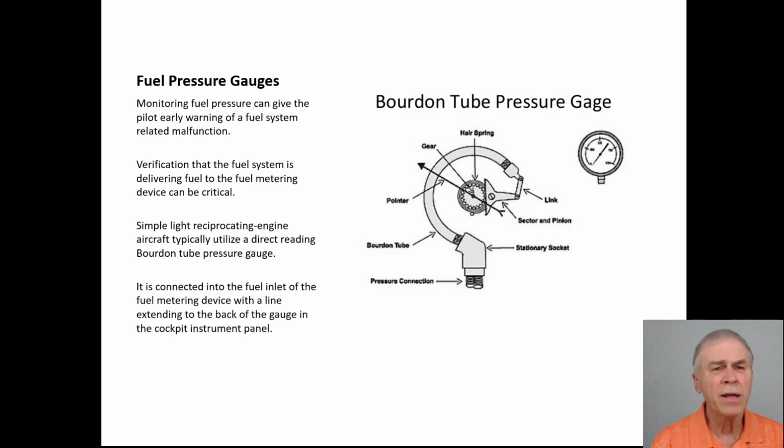Simple, light, reciprocating engine aircraft typically utilize a direct reading Bourdon tube pressure gauge. It is connected into the fuel inlet of the fuel metering device with a line extending to the back of the gauge in the cockpit instrument panel. So basically it's mechanical. I guess it's kind of chemical because there's a chemical, or a gas, actually inside the Bourdon tube. But there is no electricity attached to this, and it's basically through gears and links. It's an actual mechanical connection to the gauge.